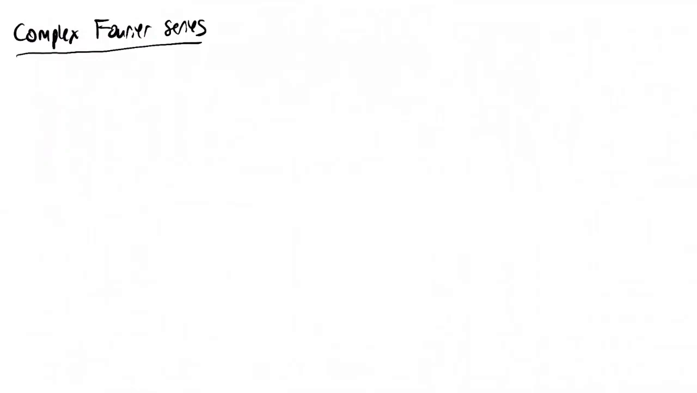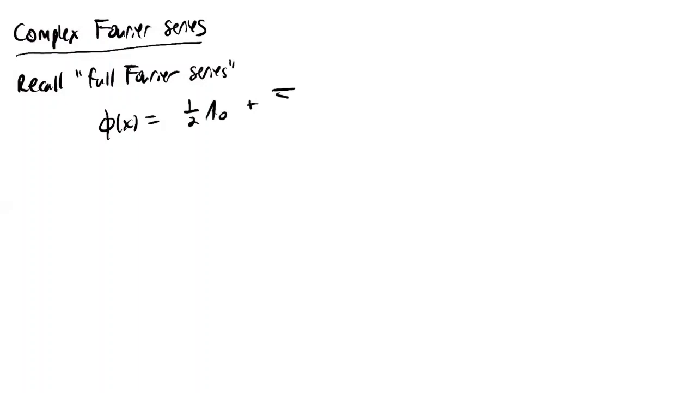Right, so what's the idea here? Well, recall a full Fourier series is of the form, let's say I have some function phi of x, which is maybe 1/2 a0 plus some sum from n equals 1 to infinity of the sine and cosine Fourier series terms. So maybe an times cosine, let's say we're on minus pi to pi, right? So in this case, we're going to set L equals pi. Well, remember the formula for the argument of the cosine and sines was n pi over L.